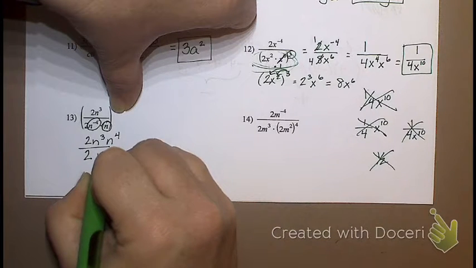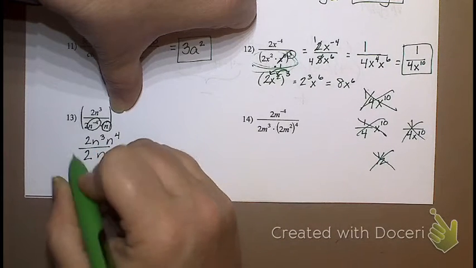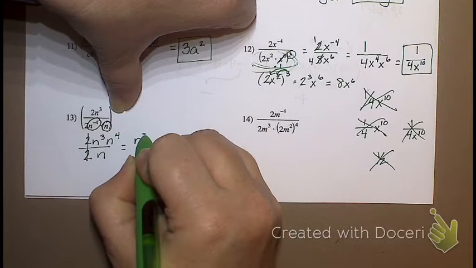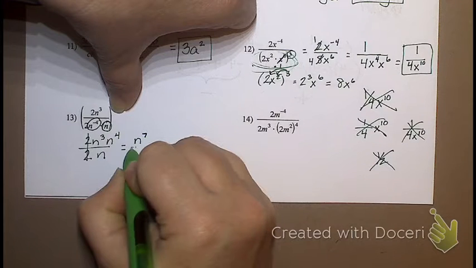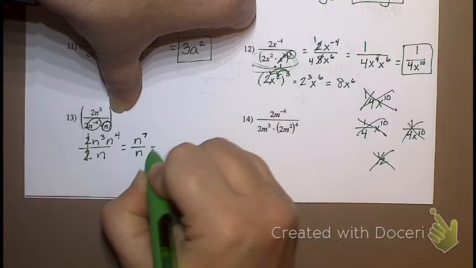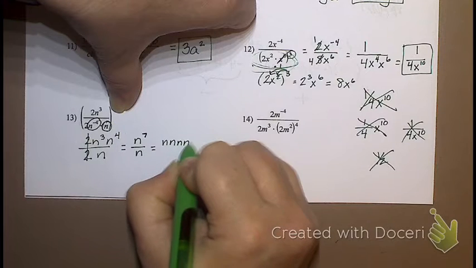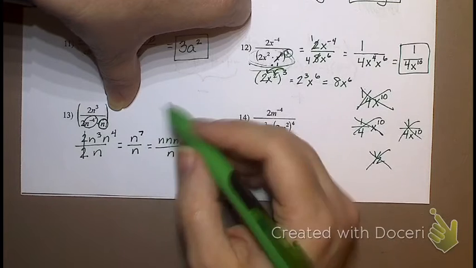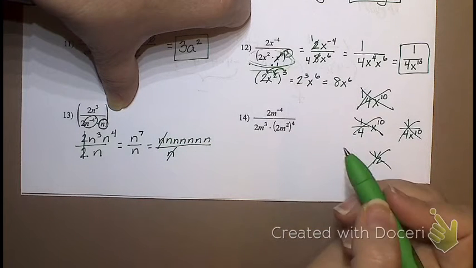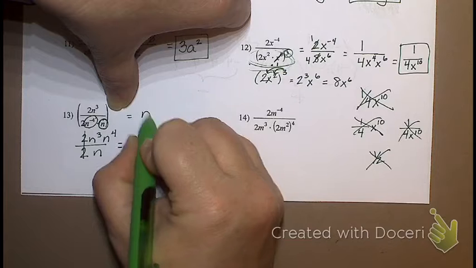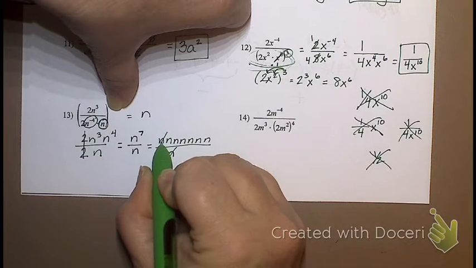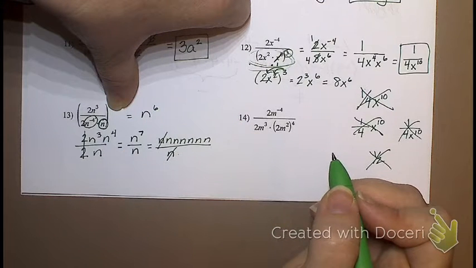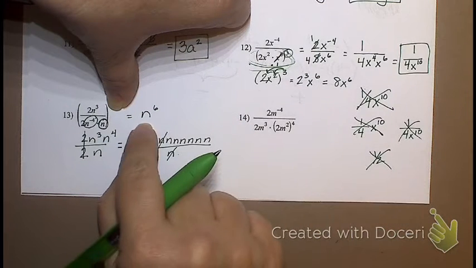So what's going to happen to the 2 over 2? That's going to cancel. On the top, I have n to the 7th, and on the bottom, I have n. So if I were to write that all out, which hopefully you're getting tired of doing and we're understanding the shortcut at this point, I end up with n to the 6th, because that 7th one cancels with the one on the bottom. And is it on the top or the bottom? Top, so I don't need to put the over 1.